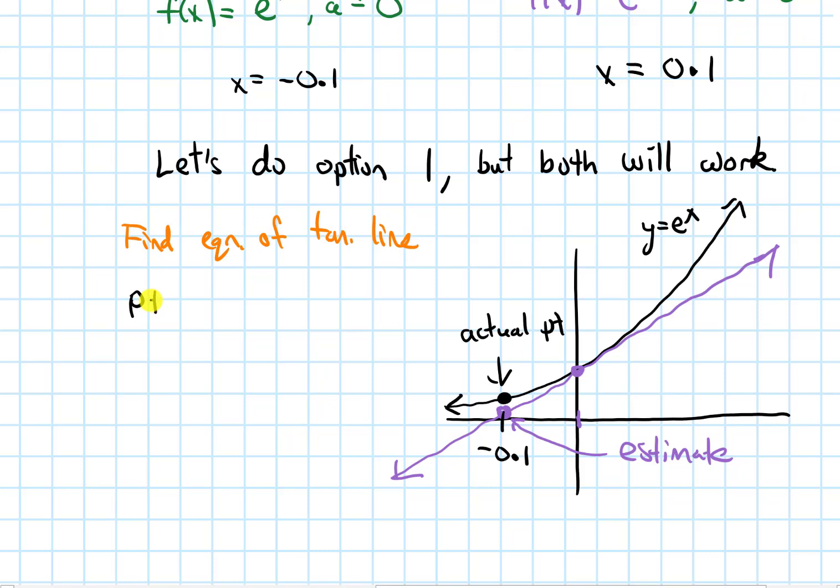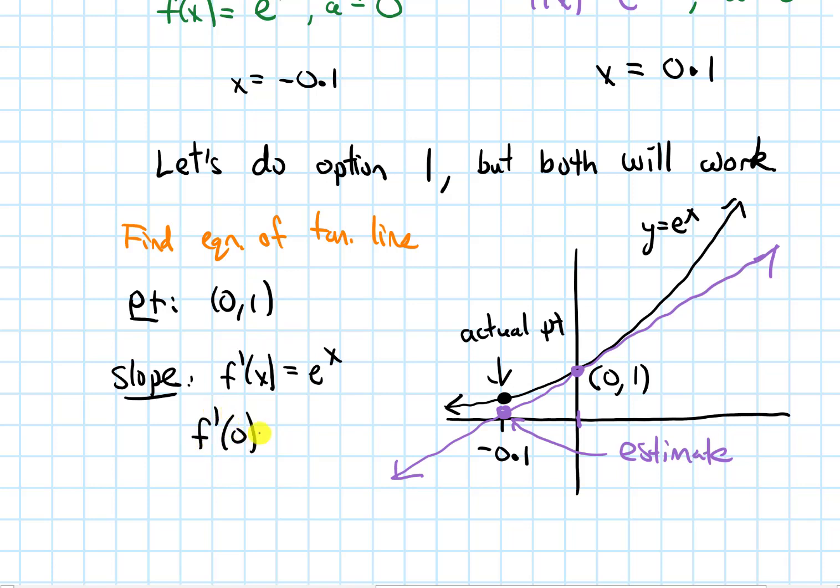To do that, I need to know a point on the tangent line. If I plug 0 in for x into this function, the y value is 1. So my point is 0, 1. For the slope, I need to do the derivative of e to the x. So my f prime of x, the derivative of e to the x, is just e to the x. Now let me plug in the 0. That's where we're taking the tangent line at. If I plug in 0, we get e to the 0, which is 1. So that's the slope of my tangent line.